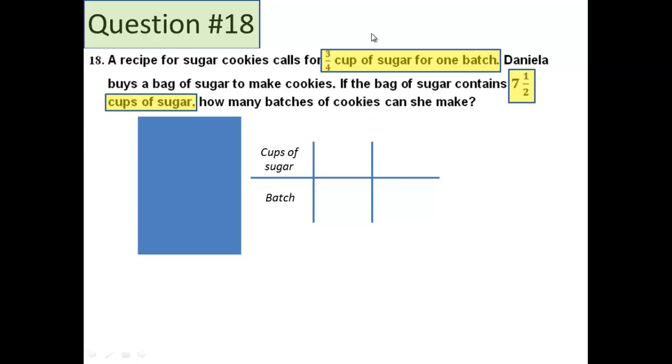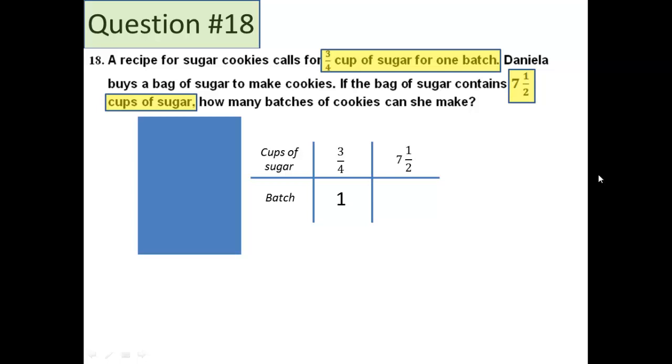And right here is the first thing I'm going to write in my column because it says 3/4 cups of sugar for 1 batch. 3/4 cups of sugar for 1 batch. There you go. The 7.5 is cups of sugar. So should it go here or should it go here? Point to the place it should go. Are you pointing up there? Then you'd be right. Okay?